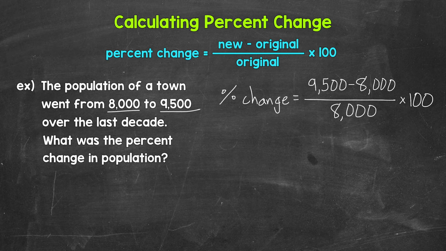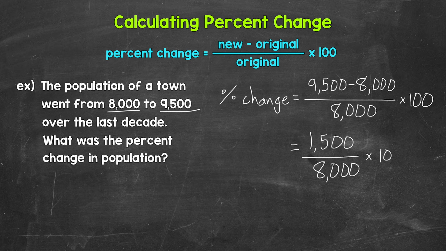Now let's work through this, and we will start by subtracting. So 9,500 minus 8,000 gives us 1,500. And that's the amount of change. The population changed by 1,500. And that's positive. So that tells us we have an increase here. If that was negative, that would tell us we have a decrease. So the population increased by 1,500. Let's divide that amount of change by 8,000 and then multiply by 100.